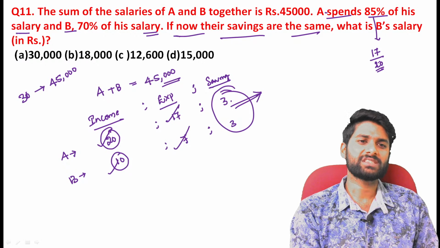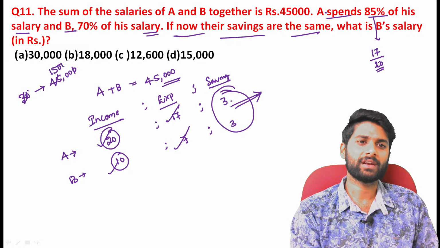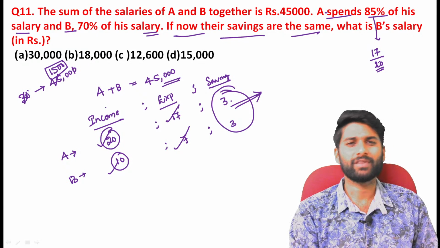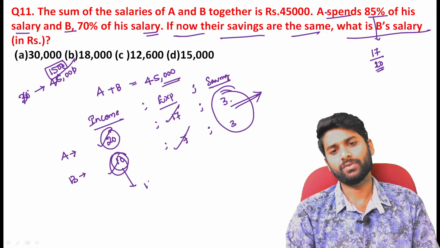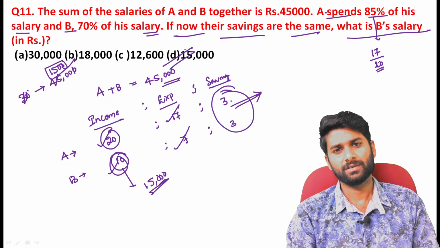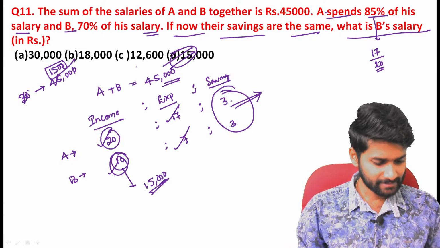Now each unit value becomes exactly equal to 1500. Now what is B's salary? B's salary is how many units, guys? 10 units. If 1 unit is equal to 1500, then 10 units become 15,000. So the answer is 15,000, guys.